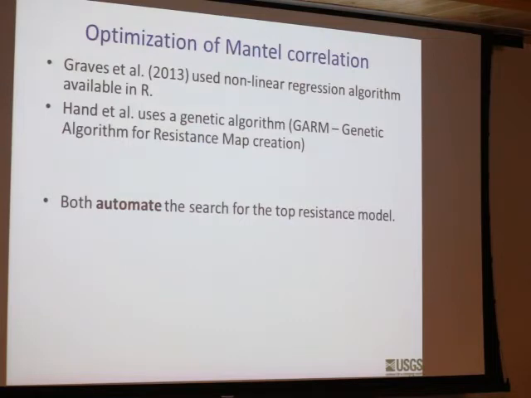When I started to get into this, I was working with a statistician, and I was very frustrated by how long this approach takes if you have a lot of ideas about a lot of variables and a lot of potential values for your resistance surface. So I worked with a statistician, and we developed a nonlinear regression algorithm to make it faster and more efficient. I'll go through that in just a second. But Brian has also developed a different algorithm, a genetic algorithm that he calls GARM, that does a very similar thing. So these are both automating the search to try to quantify these resistance values.